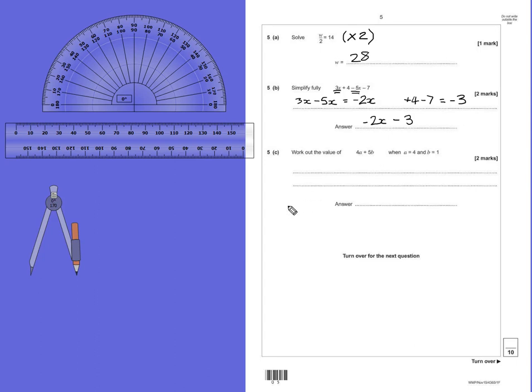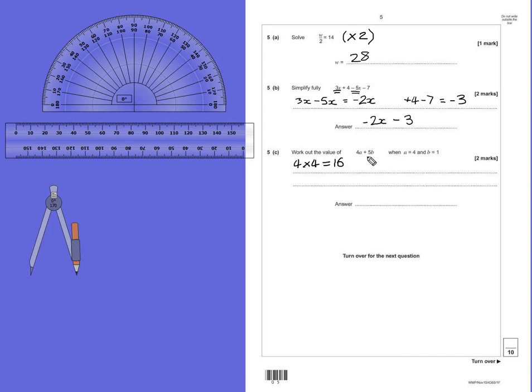Question 5c, work out the value of 4a plus 5b when a is 4 and b equals 1. So we are told what a is, we're told what b is, we just need to substitute this back in. So 4a's, let's start with that. 4a's, so if a is 4, that's 4 fours. 4 multiplied by 4, which is not 8. It's a very common mistake.